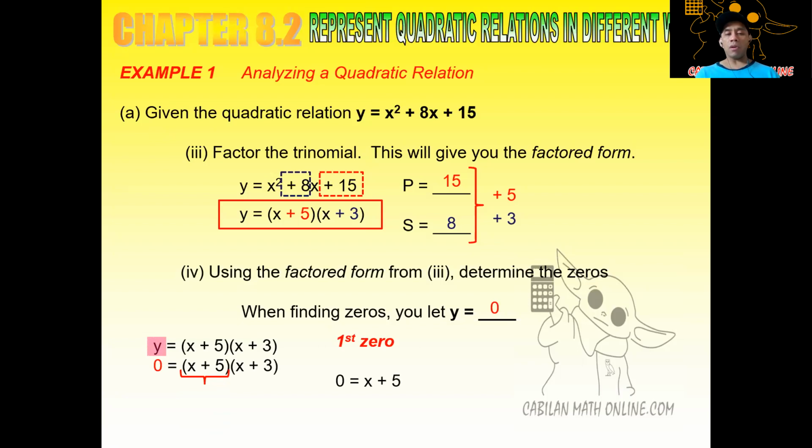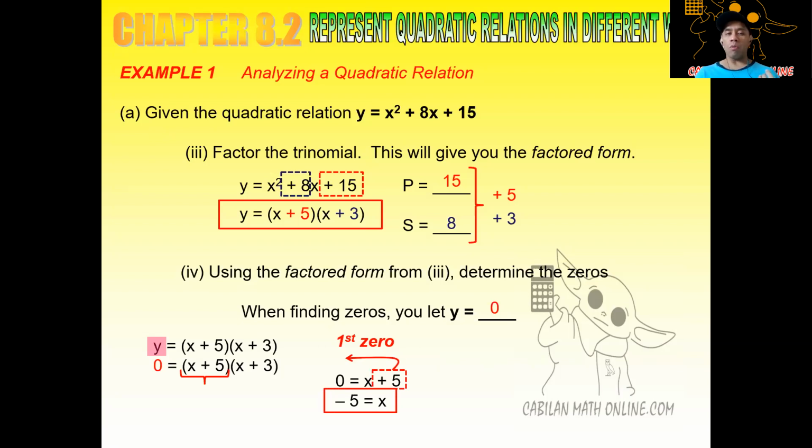Now all we're going to do here is isolate the x by taking the positive 5 and moving it to the other side, making it negative. Sure enough, that will give us our first 0, which in this case will be -5. So that's going to be the first 0.